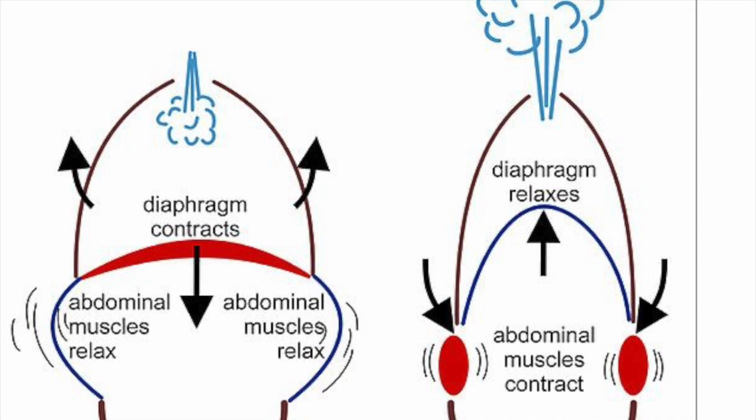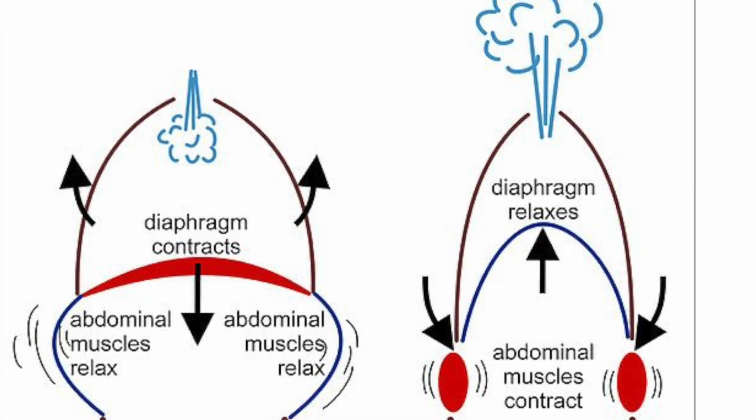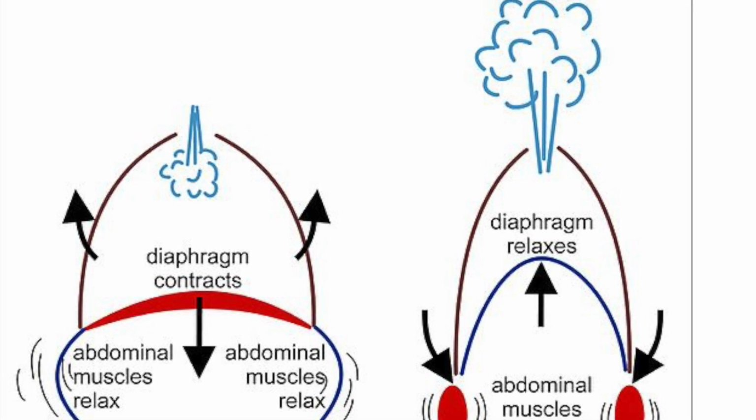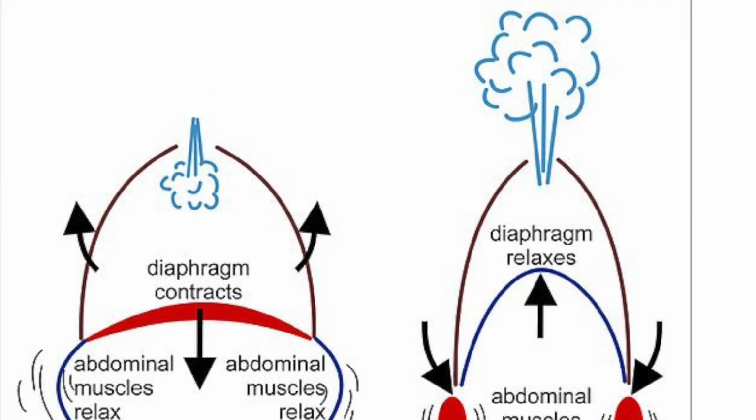When you breathe out, the intercostal muscles and diaphragm relax, and the thorax volume decreases. This increases the pressure inside the chest so that the air is forced out.